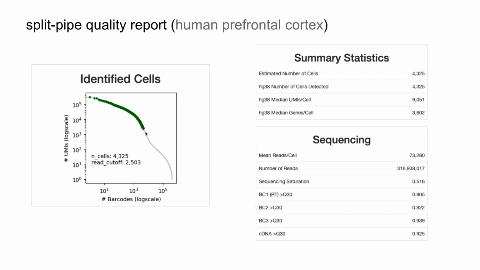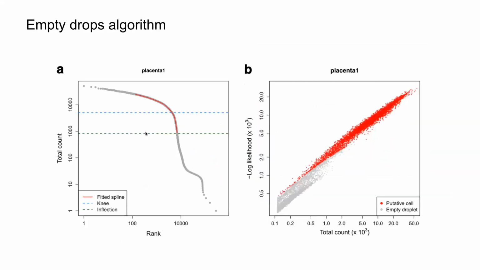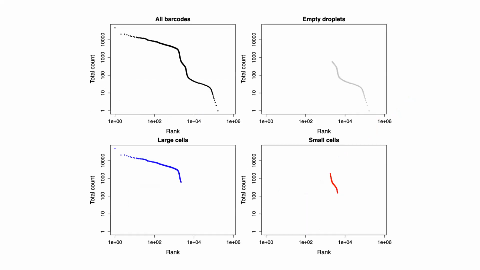A few years ago in Genome Biology there was a publication called EmptyDrops. They have a slightly more sophisticated way of doing it where they fit some regression. And then there's some gray area in between where some things are cells and some things are not cells. I have never used this algorithm, but that's one option if you are interested in looking at that.